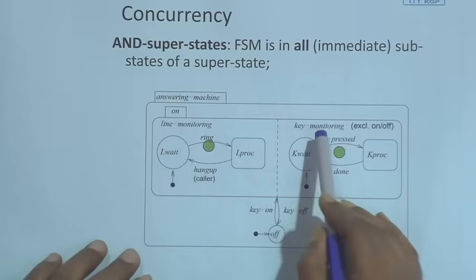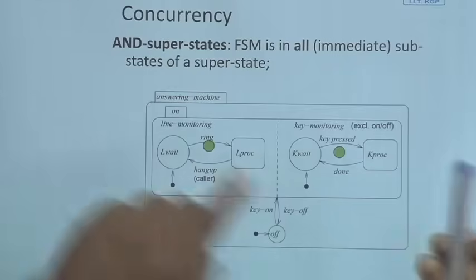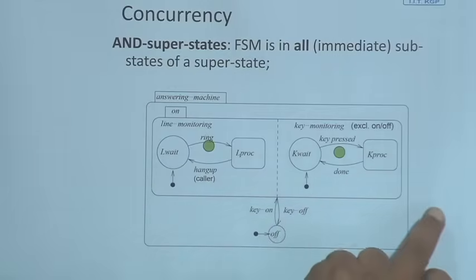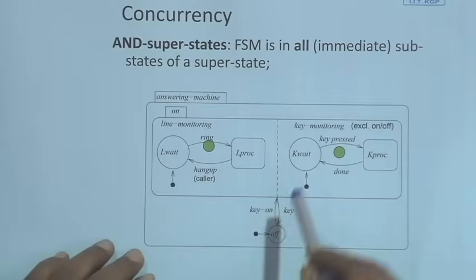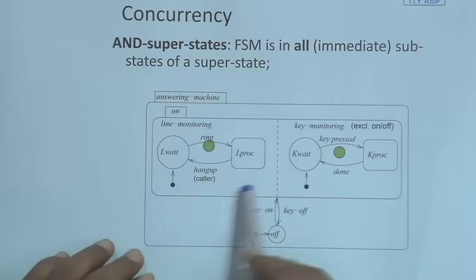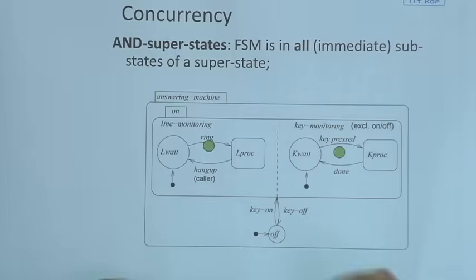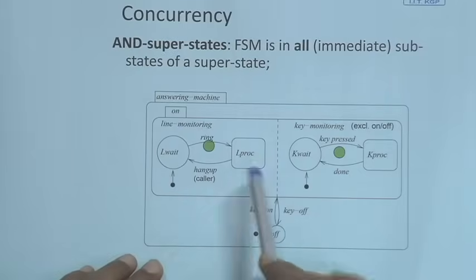Now, you see line monitoring and key monitoring at a higher level of the hierarchy. If I decompose them further, then I get the states like line wait and line process, key wait and key process, right. So, I entered this line monitoring through the line wait, I entered the key monitoring through key wait. Now, the next level of hierarchy tells me what is the behavior of line monitoring and what is the behavior of key monitoring.